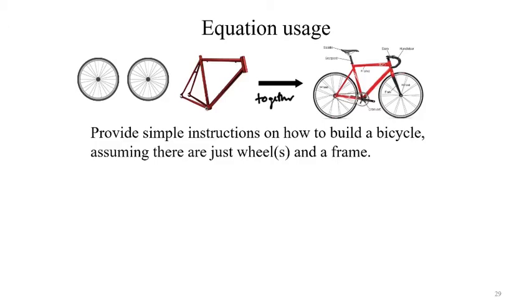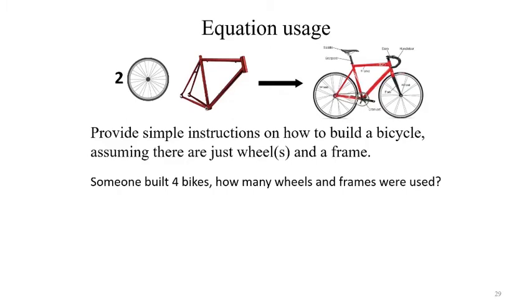We could also simplify this because we have that repetition of wheels, and that takes up more space, so we could put a coefficient in front. 2 times wheels plus that frame gives us the bicycle. And so now we have a chemical equation to represent this process. So we could then use this chemical equation to come up with some answers. If someone built 4 bikes, how many wheels and frames were used? Okay, you could probably come up with that calculation pretty simply in your head.